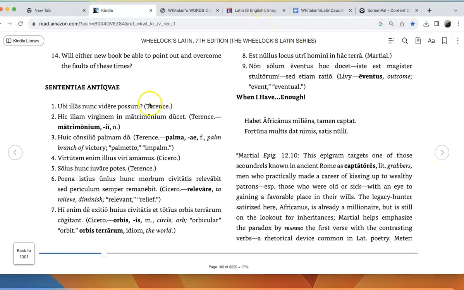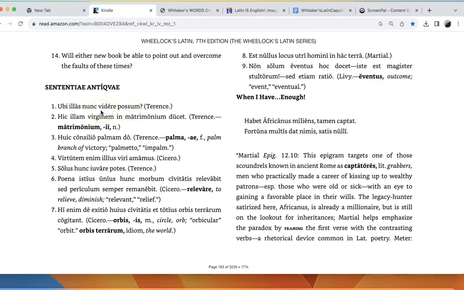All right, so moving ahead here. So that one is a little bit wonky in terms of, it seems to be missing something, but that's what it means. All right, so here we have hic illam virginem in matrimonium ducet. Matrimonium is where we get the word marriage, matrimony. But then we have hic, and then illam virginem in matrimonium ducet.